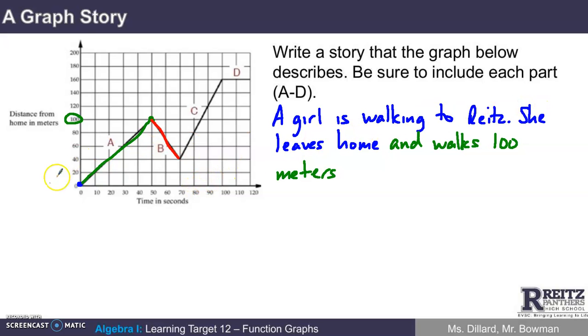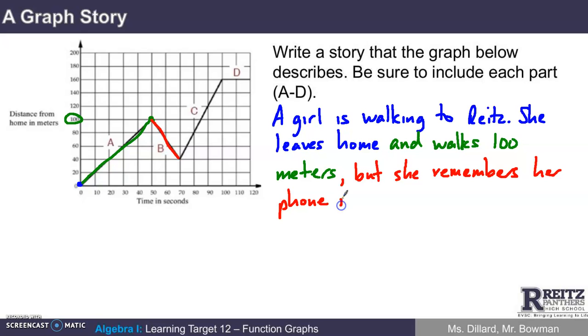So she leaves home and walks 100 meters, but then she remembers she left her phone at home. But she remembers her phone is at home. Can't have that, can you? She turns around and starts walking home. She turns around to walk home.